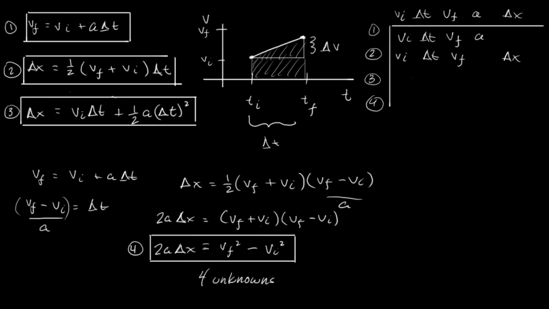In equation number 3, I've also got a v sub I, and I've got a delta t, but I don't have a v sub f. However, I do have an acceleration, and I do have a displacement. And in the fourth equation, I have a v sub I again, but I have no time. However, I do have a v sub f, and I've got an acceleration, and I do have a displacement.